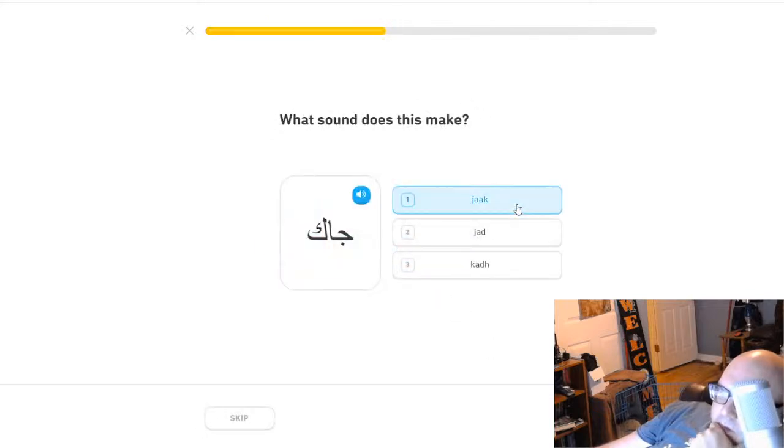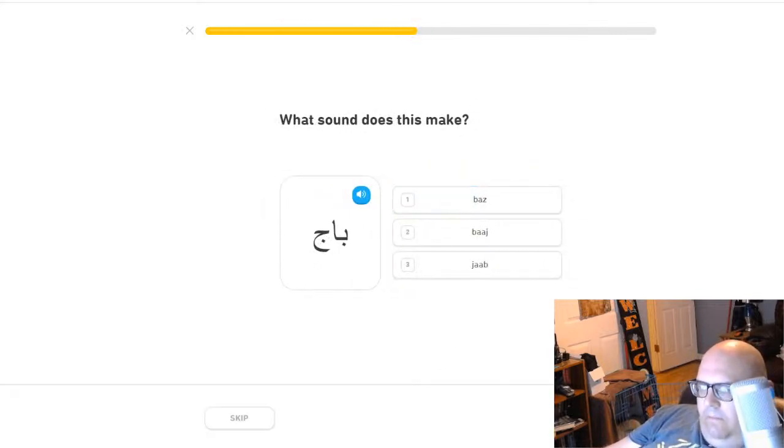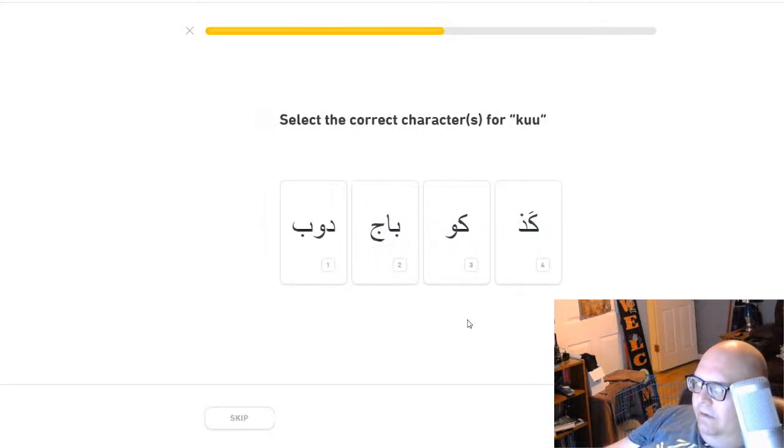Jack. Wait, that doesn't make sense. I thought we determined that the J was like a whoosh. Beige. See, now it's a J. It's making a whoosh. This doesn't look like the B. It's got the line from the double A, but it's connected to the B. It's got a dot under it. That is starting to not make sense.